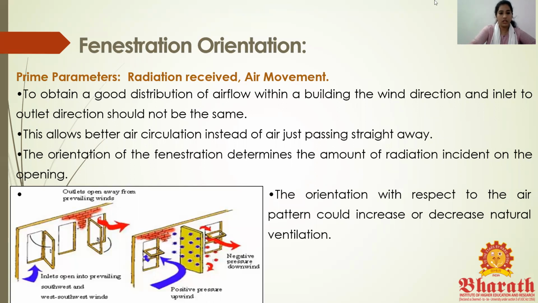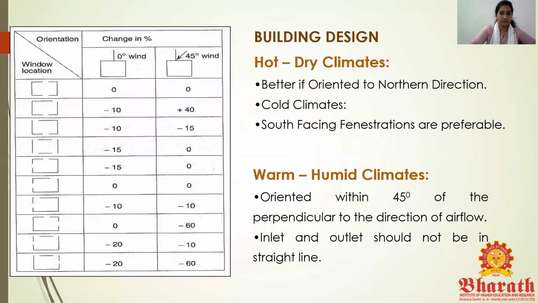So the orientation of the fenestration determines the amount of radiation incident on the opening. The orientation with respect to the air pattern could increase or decrease the natural ventilation. So how the fenestration or the opening is oriented plays a major role in how much radiation and ventilation is going to happen.